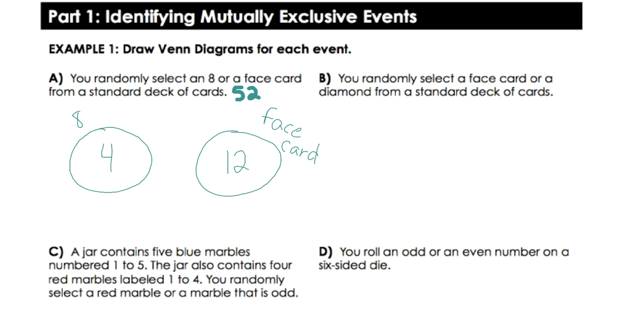All right, let's look at example B. In example B, you're randomly selecting a face card or a diamond from a standard deck of cards. So again, still those 52 cards. If I pull out a face card, could that face card also be a diamond? In this case, yes, it can be. There's a Jack, a Queen, and a King of diamonds. So there's some overlap there, and our Venn diagram for this one would have some overlap.